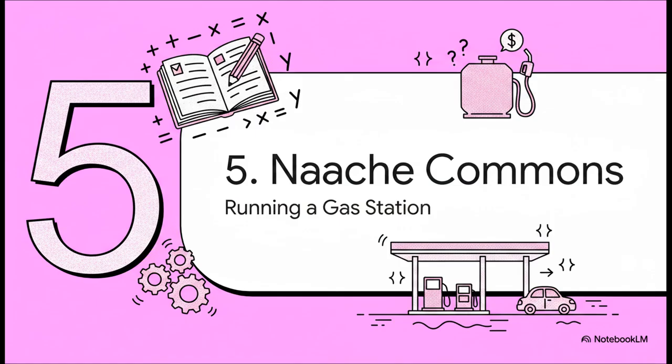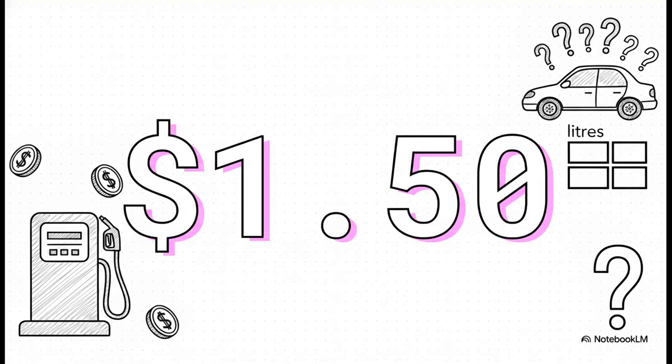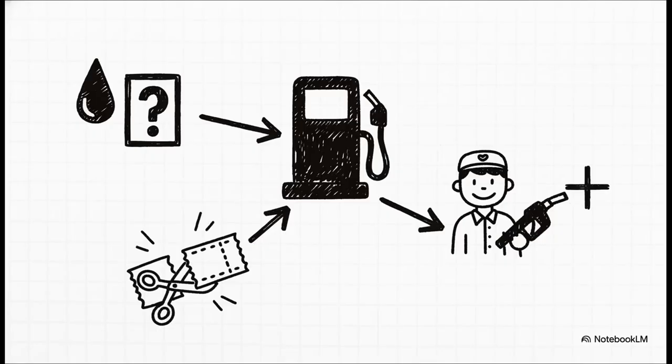Section 5. Running Nache Commons. Okay, it's time to take our shiny new code-breaking skills out of the notebook and into the real world. Let's imagine the cost of gas at the Nache Commons Shell station is exactly $1.50 per liter. But wait, we don't actually know how many liters a customer is going to buy yet, right? So L becomes our mystery number, our variable for liters. The baseline cost is our numerical coefficient 1.50 multiplied by L, giving us the expression 1.50L.